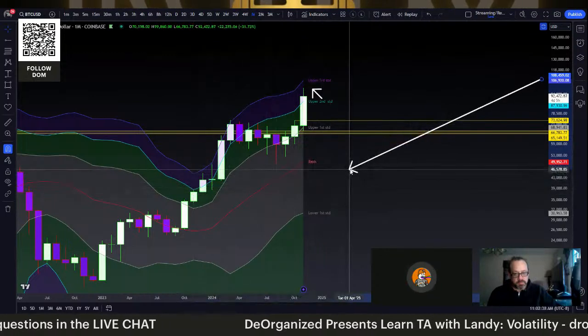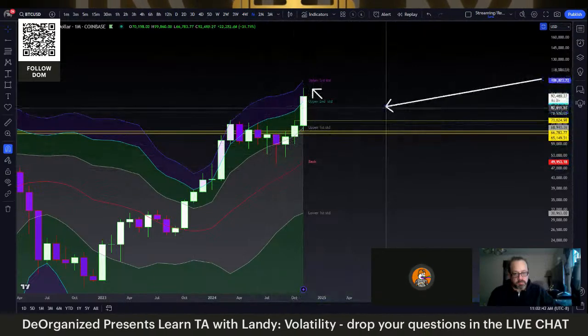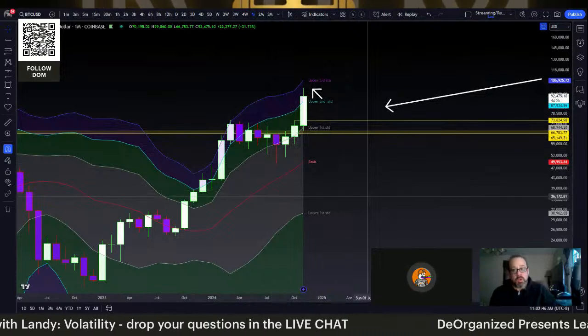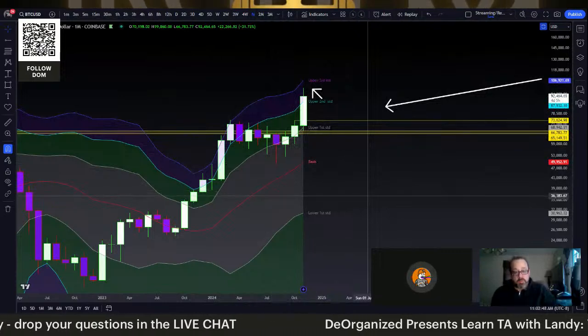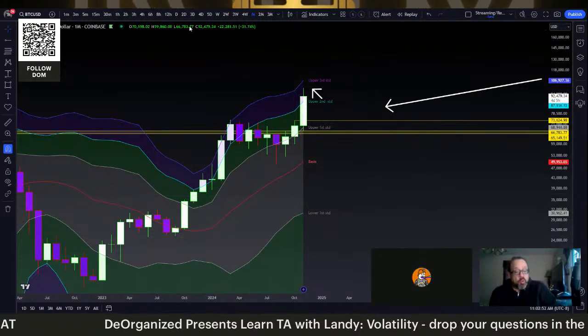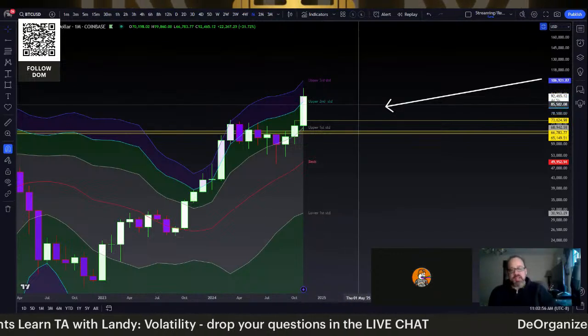If you're going to take an average, I have to go look at the metrics, but what are they doing? They're offloading around natural resistance levels overhead that are psychological. 100K is a big round number, so having a big old sell wall there is not abnormal. Right, with a double up. Yeah, it makes tons of sense.